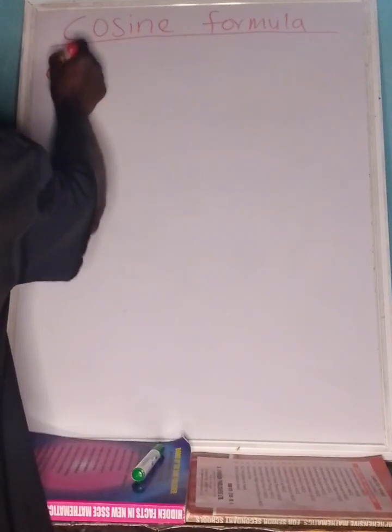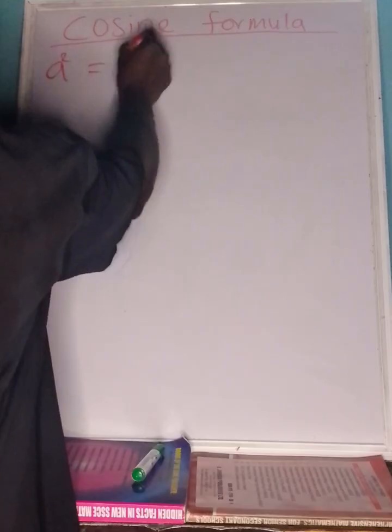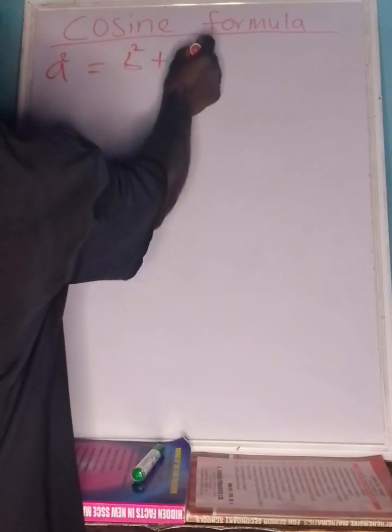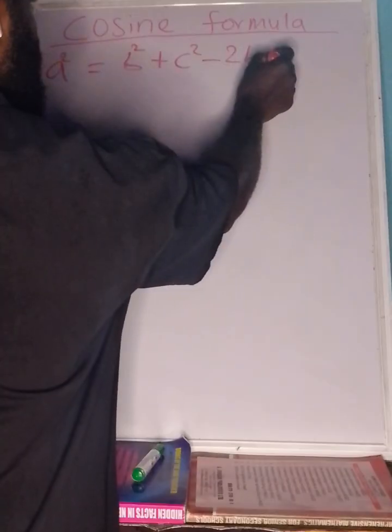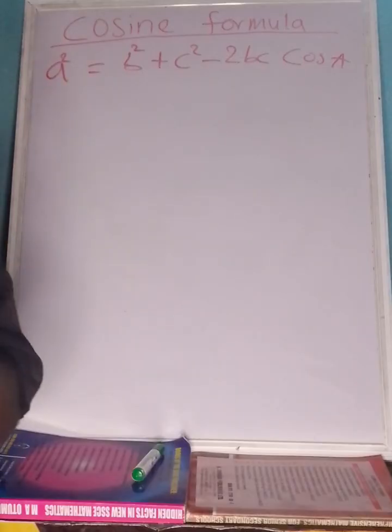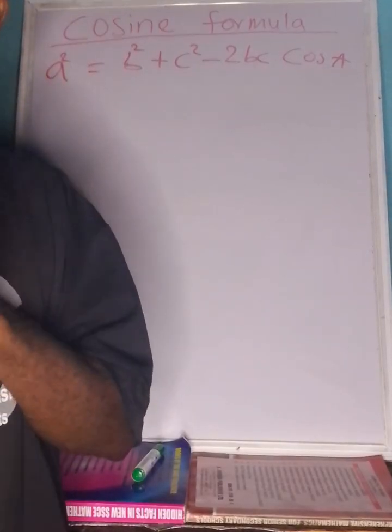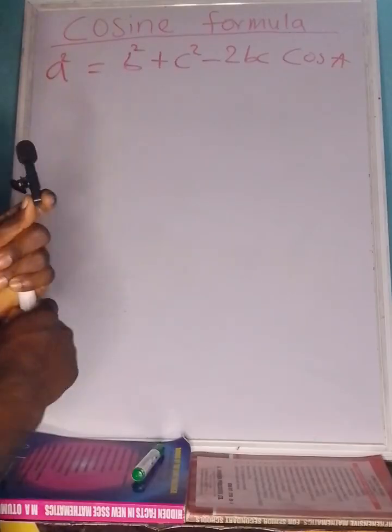So we are going to look at cosine formula. This is the standard cosine formula. A squared is equal to b squared plus c squared minus 2bc cos A. You understand? Remember I mentioned the other time that cosine formula is an extension of Pythagoras theorem.